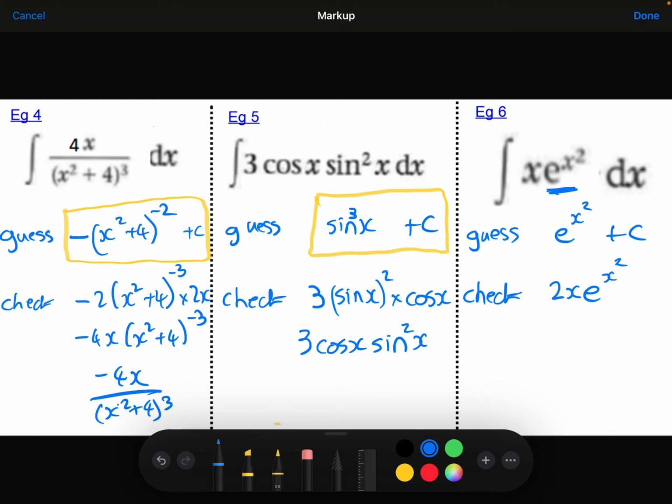Right, compare that to what we started with. It's 2 times too big. Therefore, I need to divide my answer by 2 to make sure I get the correct answer overall. And there we go. This is the guess check method. It only works when you have a derivative involved, but it can save you a lot of time.